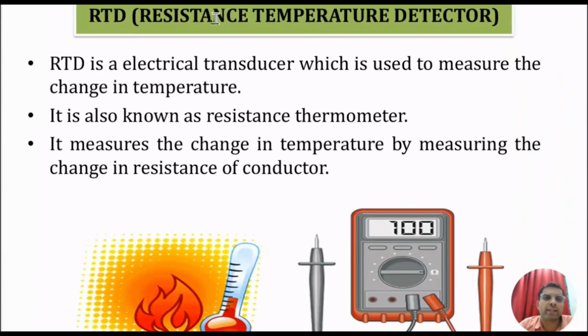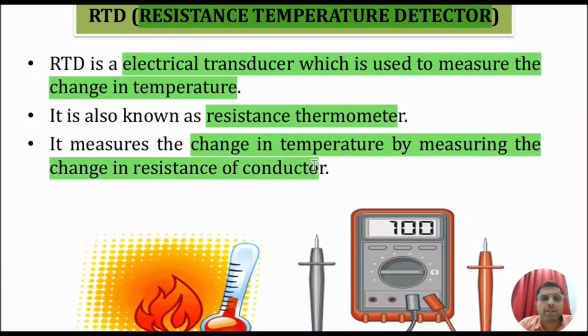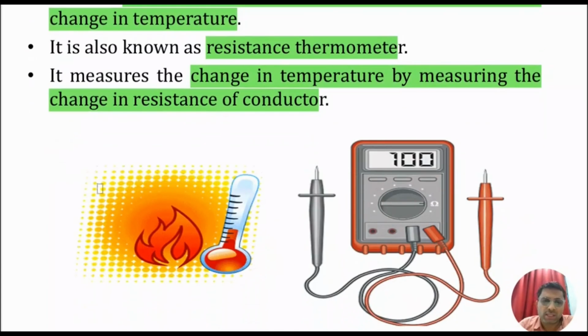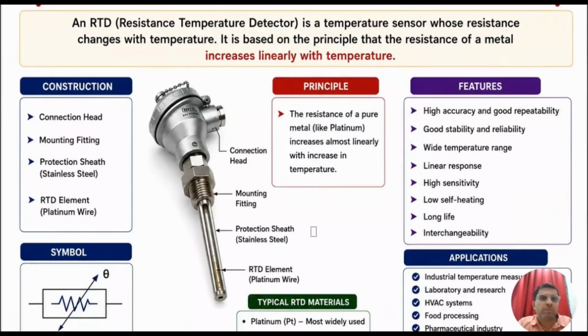Now in detail we will see the RTD. So what is RTD? Resistance temperature detector. It is an electrical transducer which is used to measure the change in temperature, right? And it is also known as a resistance thermometer. It measures the change in temperature by measuring the change in the resistance. This diagram need not be drawn in the examination; this is for understanding purpose. So what is RTD? RTD is a temperature sensor, or the transducer, whose resistance changes with the temperature. Very important: it is based on the principle that the resistance of the metal increases linearly with the temperature.